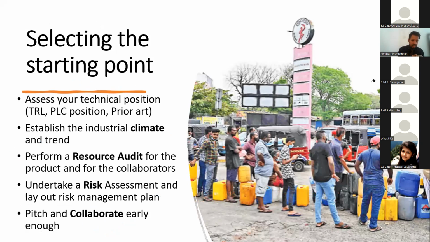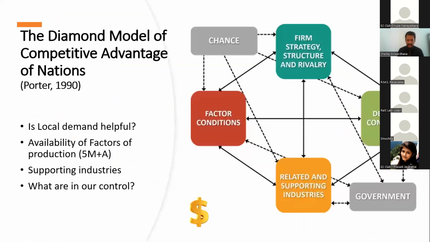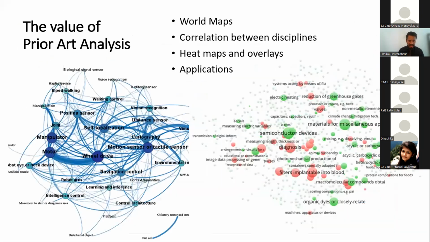So selecting the starting point is to assess your current technical position. Technology readiness level, you will have a particular point because you studied it in the last session. Product life cycle position, I mentioned, where do you stand in terms of global product life cycle? And you do a prior art search. The prior art includes the literature survey plus other commercial activities, patents and commercial papers. So you establish where your innovation is, whether it's highly challenged or whether you are in a very good position. Then you can establish the industrial climate and the trend using the mechanisms I mentioned. You can study the industrial climate using Porter's diamond model, and the test yield factors can be used.